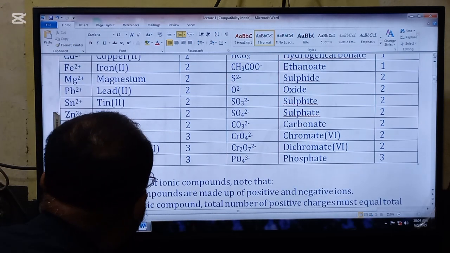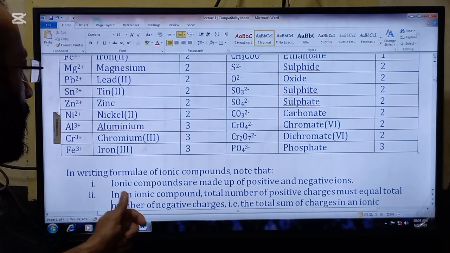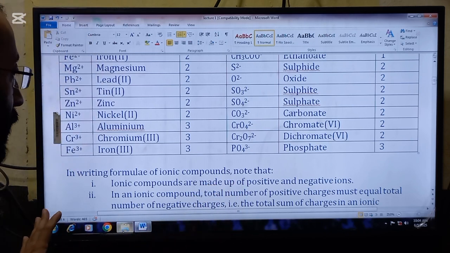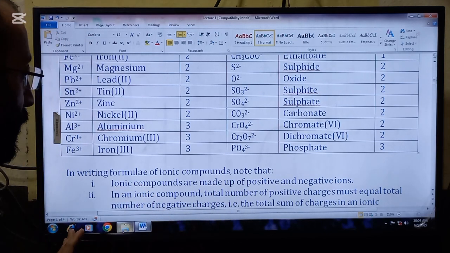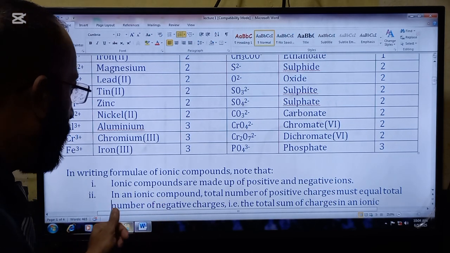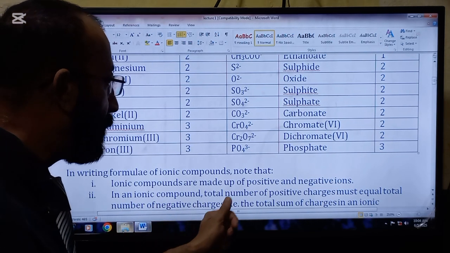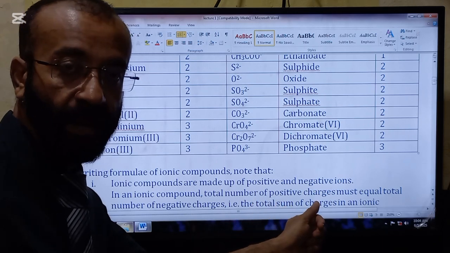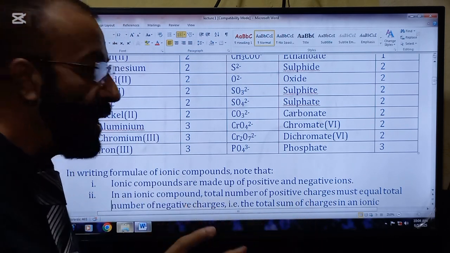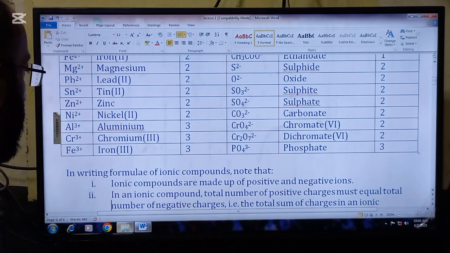Okay, in writing formula of the ionic compounds, note that. These are the points which are very important for writing the formula of the ionic compounds. Ionic compounds are made up of positive and negative ions. So there will be two kinds of ions in the ionic compound, positive and negative. This is the first point to remember.